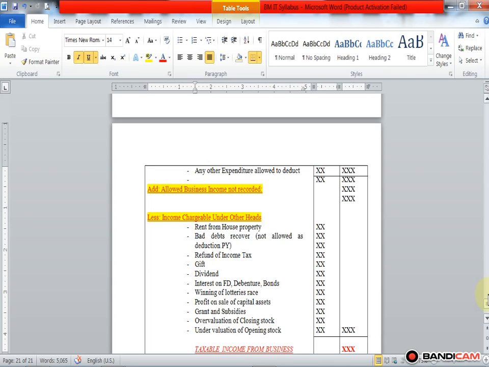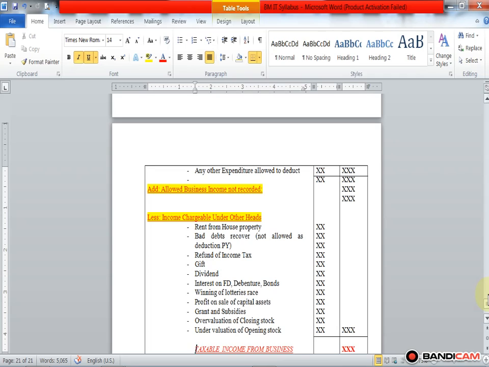ओव्हर व्हॅल्युएशन ऑफ क्लोजिंग स्टॉक, आता अंडर व्हॅल्यू होता म्हणून ॲड केला. अंडर व्हॅल्यू म्हणजे कमी होता म्हणून तो वाढवून दाखवला. ओके, आता ओव्हर व्हॅल्युएशन म्हणजे तुम्ही क्लोजिंग स्टॉक जास्त लिहिलेला आहे ट्रेडिंग अकाउंटच्या क्रेडिटला, तर आपल्याला तो डिडक्ट करावा लागेल. तेवढ्याने आपला नेट प्रॉफिट वाढेल, बरोबर. वाढला असेल तर तो कमी करावा लागेल. म्हणून ओव्हर व्हॅल्युएशन ऑफ क्लोजिंग स्टॉक लेस होईल.